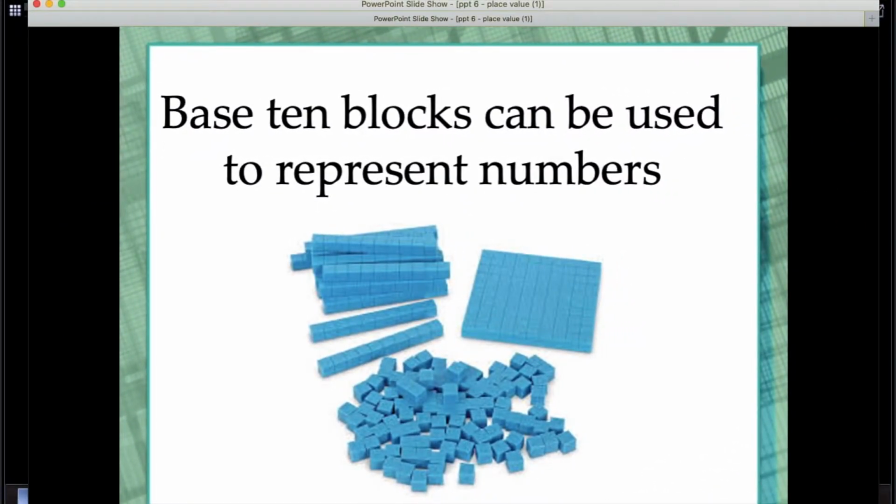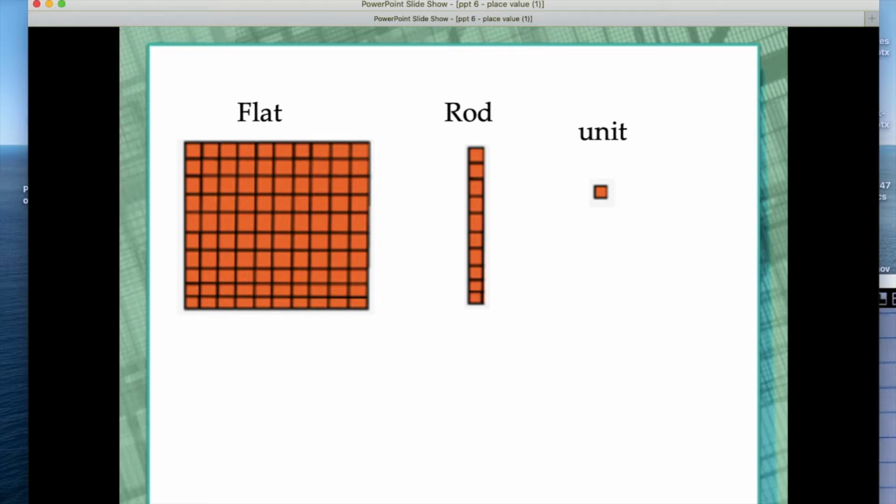In our coming lessons, we will be looking at base 10 blocks, and base 10 blocks are used to represent numbers. And in the picture there, we have a flat, rods, and units. We are not going to purchase our base 10 blocks. We're just going to create some out of paper and use them temporarily. You can always borrow a small set from any elementary teacher that you happen to know. Okay, so let's go to our notebook and write this down.